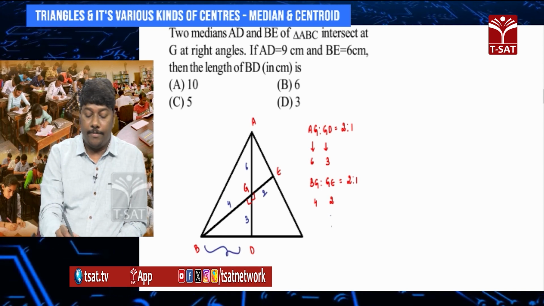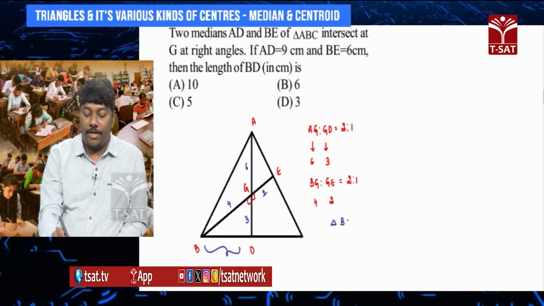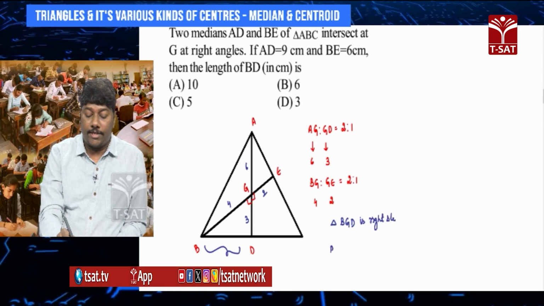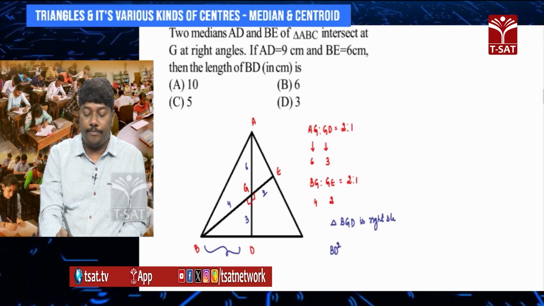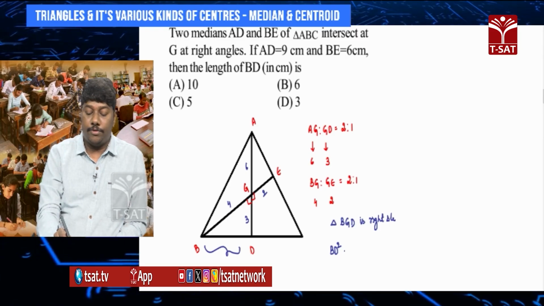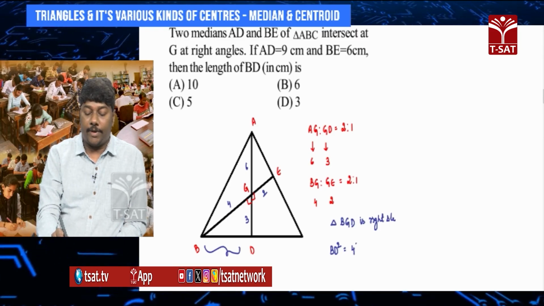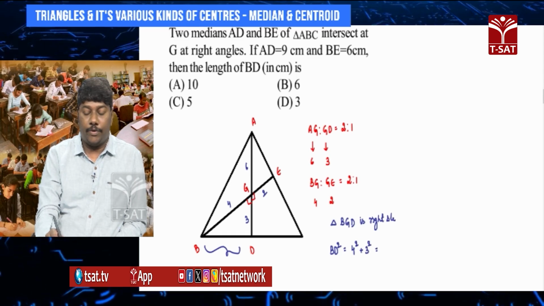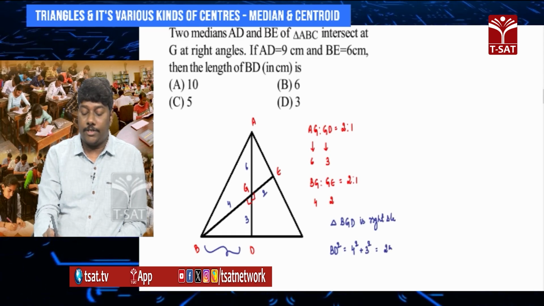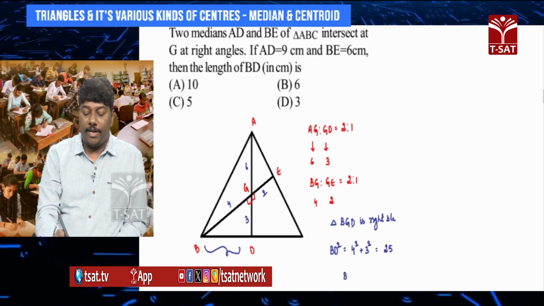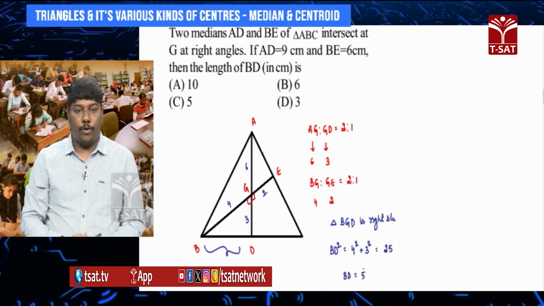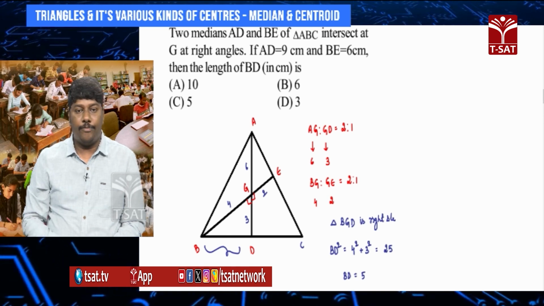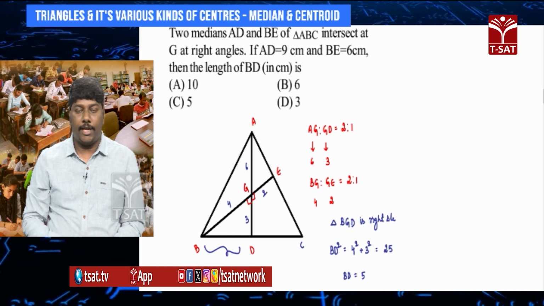We can clearly see triangle BDG or BGD is a right angle triangle. In a right angle triangle, hypotenuse is the side which is opposite to the right angle. So BD square is equals to side square plus side square. The other two sides are 4 and 3. So 4 square plus 3 square is equals to 16 plus 9 is 25. Length of BD is equals to 5. Suppose if they ask you length of BC, then it is double of BD, which is 5 into 2, 10.